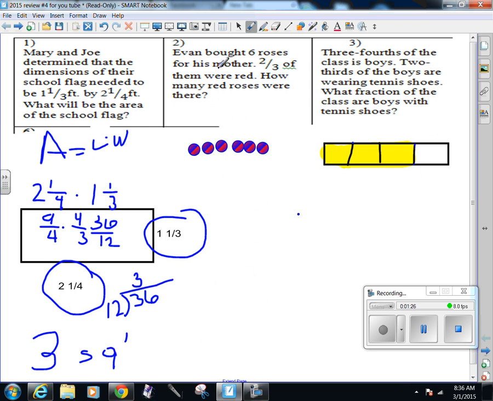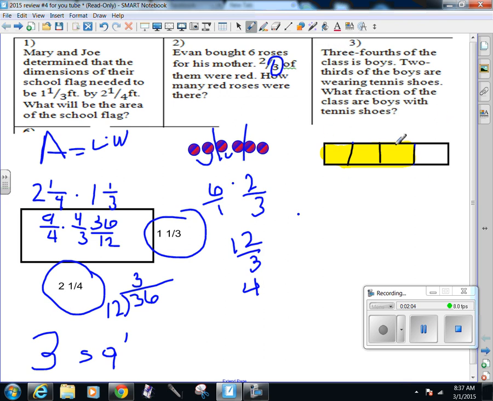Okay. Question number 2, Evan bought 6 roses for his mother. So these are supposed to be the 6 roses, and 2/3 of them were red. So split the roses into 3 groups. So there's 2 in each group, but he has 2 groups. So he's got 4 roses for his mom that were red. So what did I do? I did 6 times 2/3. And when I multiply fractions, that needs to be a 1, which gives me 12/3 or 4.